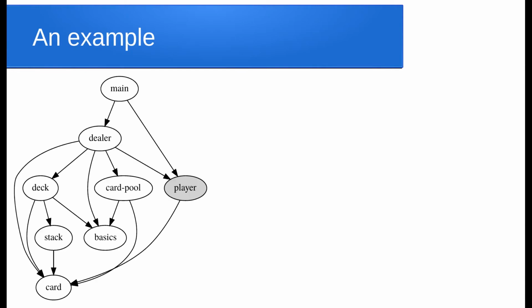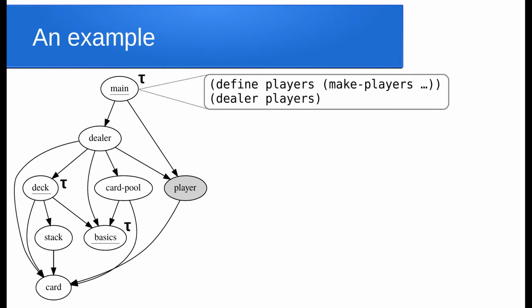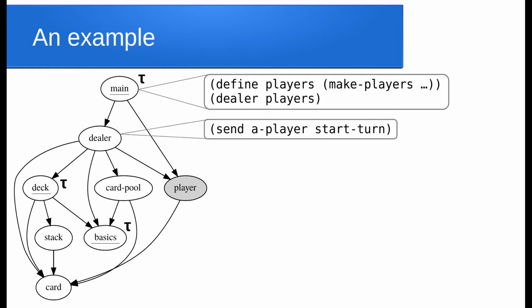Here's the dependency graph of a card game program, which has modules defining components of the game like players, cards, and the dealer. And these 3 modules are typed, and the rest are untyped. To start a game, the main module creates a bunch of player objects and sends them over to the dealer to manage the game. The dealer module expects the players to have a start turn method, and throughout the game it iterates over the players to call that method on each one.